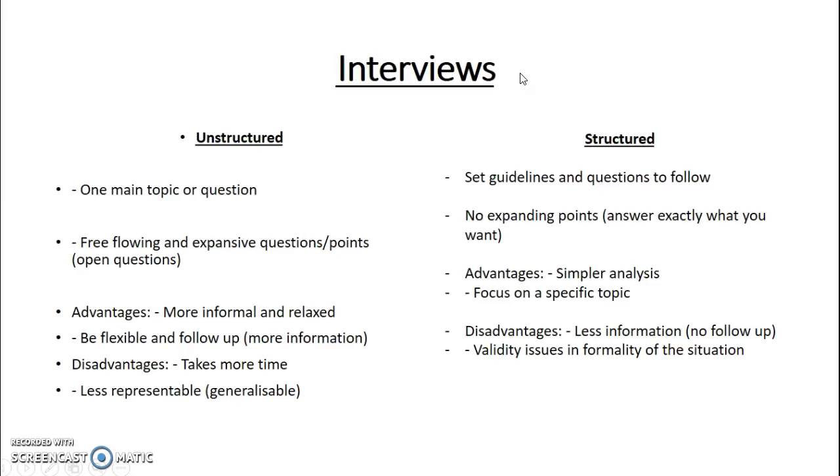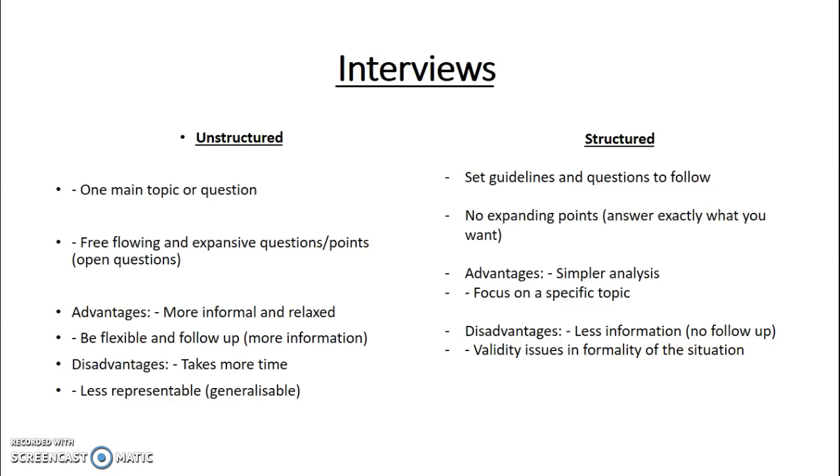Okay, so there's 4 types of interviews. So there's an unstructured interview, which is like one main topic or question, and then it's free-flowing and expansive on the point, so you have one main point and then you expand on from that, freestyling it.